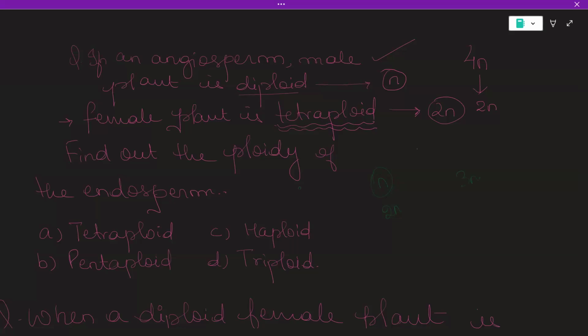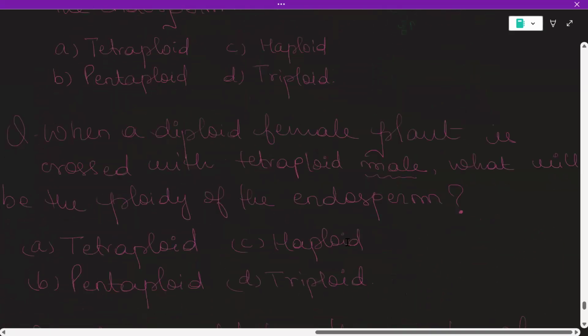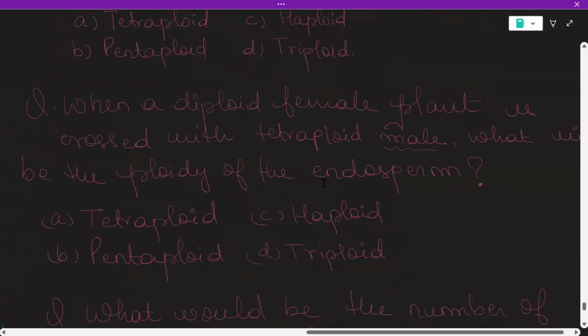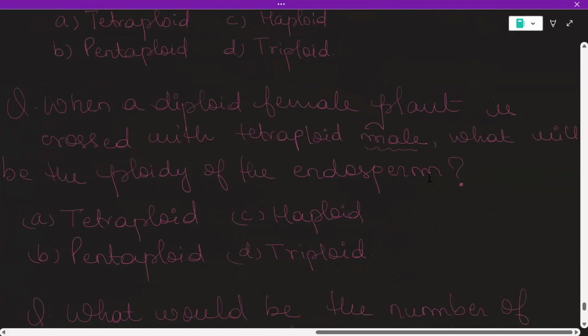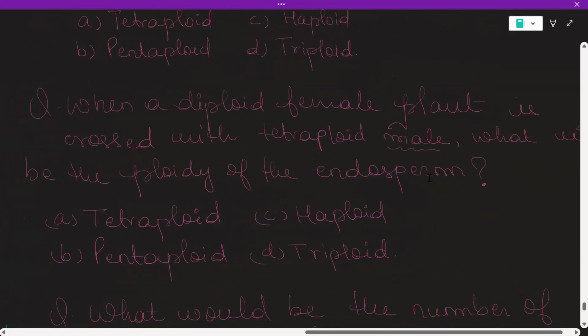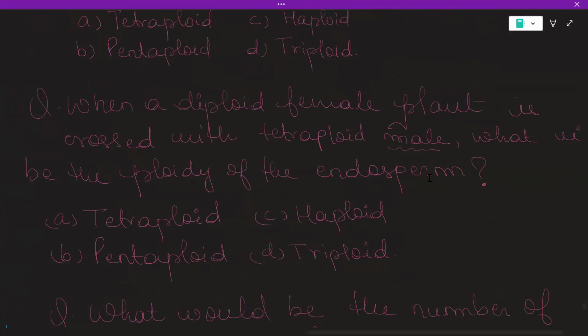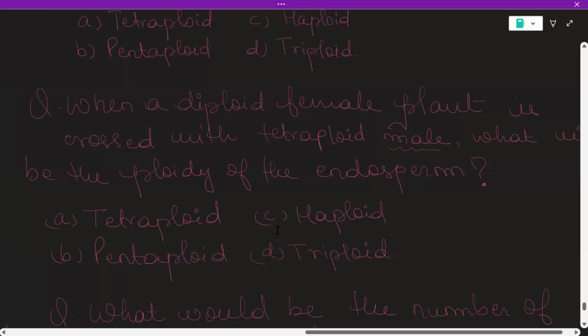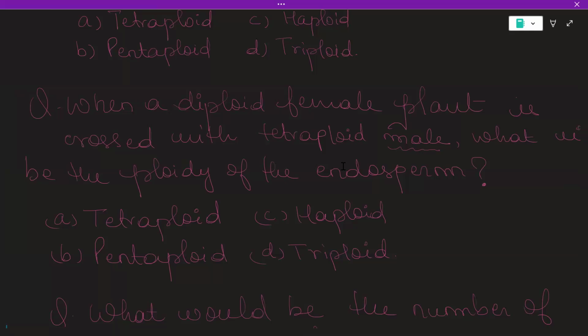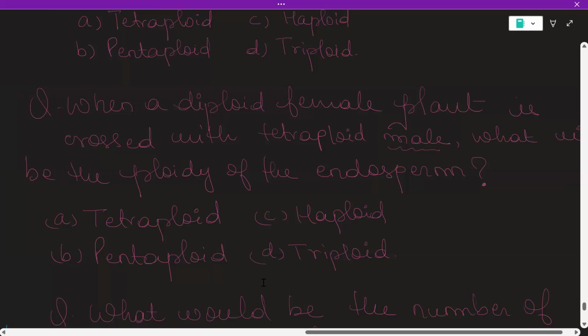Very good. Exactly. Okay, when a diploid female plant is crossed with a tetraploid male, then what will be the ploidy of the endosperm? What did you people write for this? Tetraploid.